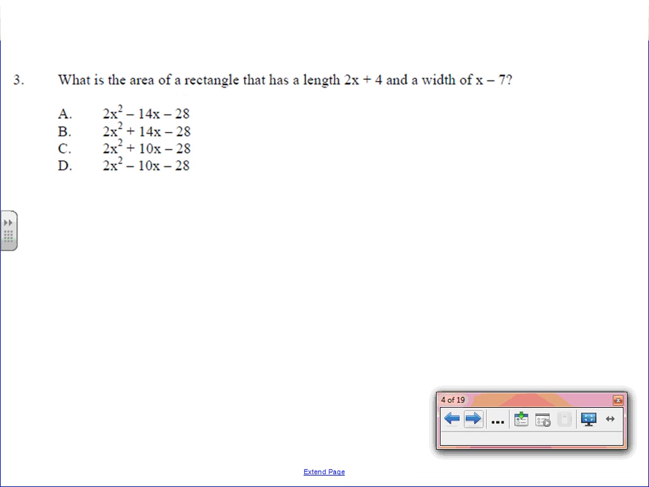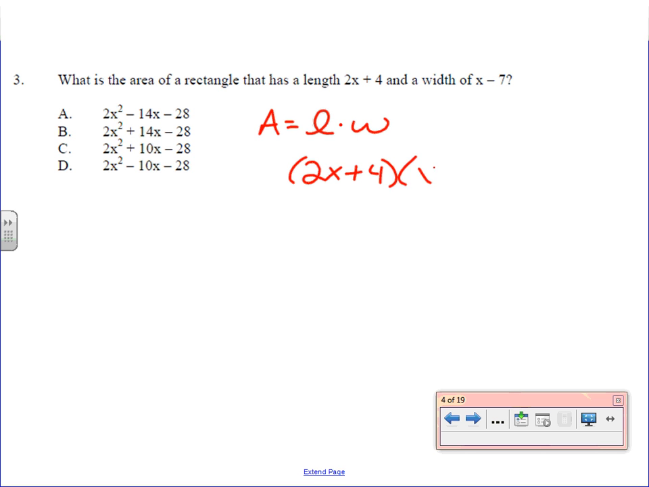All right, number 3. They're asking, what is the area of a rectangle that has a length of 2x plus 4 and a width of x minus 7? Well, in order to find the area of a rectangle, we've got to multiply the length times the width. So that's what I'm going to do. I'm going to multiply my length, 2x plus 4, with the width, x minus 7.